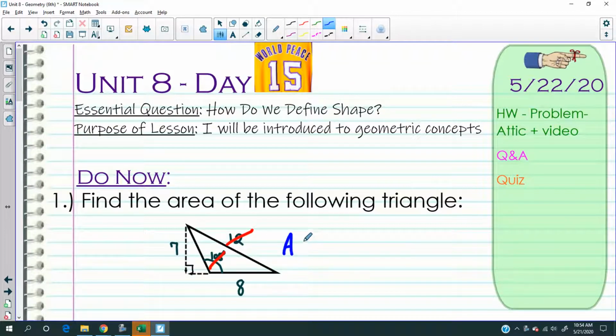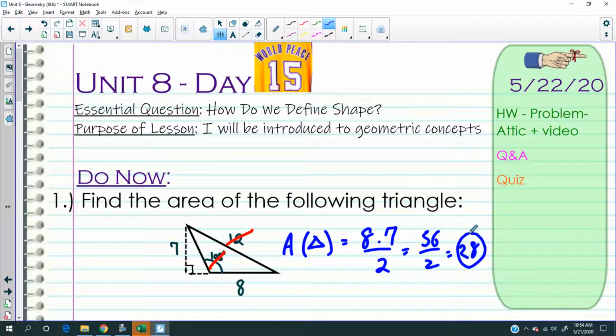Now, what's the formula again for a triangle? Area of a triangle. Yep, base times height divided by 2, right? So let's see, 56 divided by 2, 28, and that's it. Okay, 28 units squared.